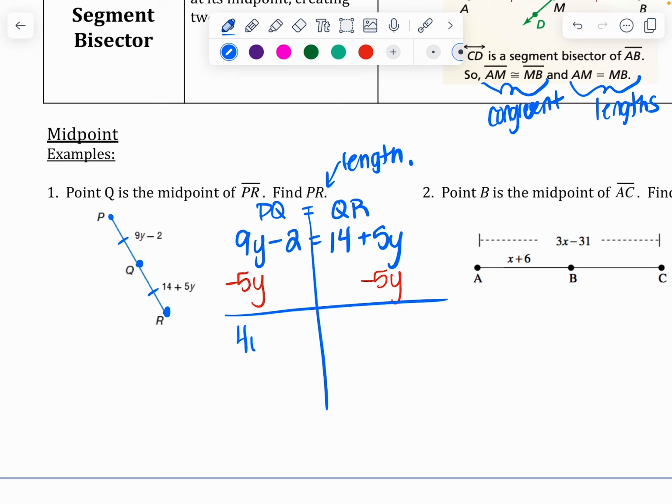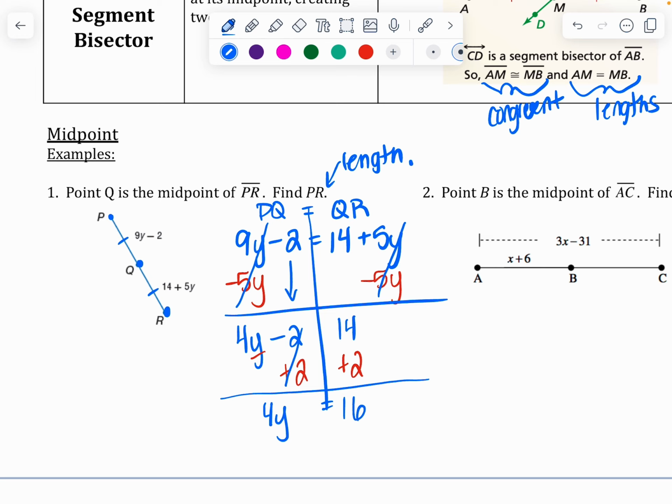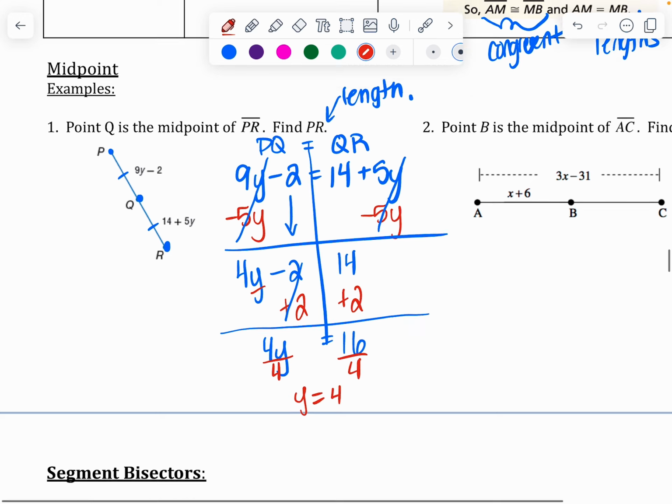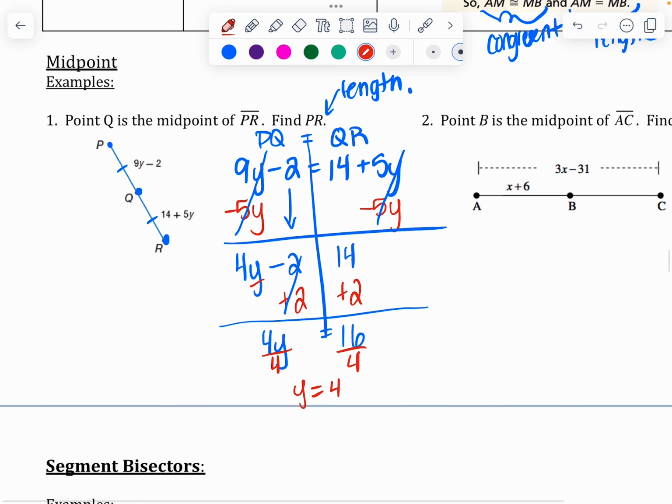9 minus 5 is 4y. And then minus 2, we're going to bring that down because we haven't changed that. 5y minus 5y is 0. So on this side, we just have 14 left over. And then we've got to get the y by itself. So we're going to get rid of the minus 2 by adding 2 to both sides. We get 4y equals, this will be 0 here, so 14 plus 2 is 16. And then 4y means 4 times y, so we'll have to divide to get 1y, and 16 divided by 4 equals 4. So y equals 4, and remember you're looking for the length.